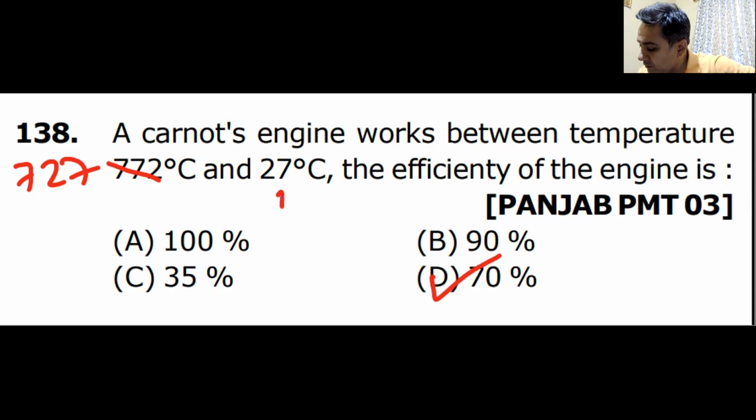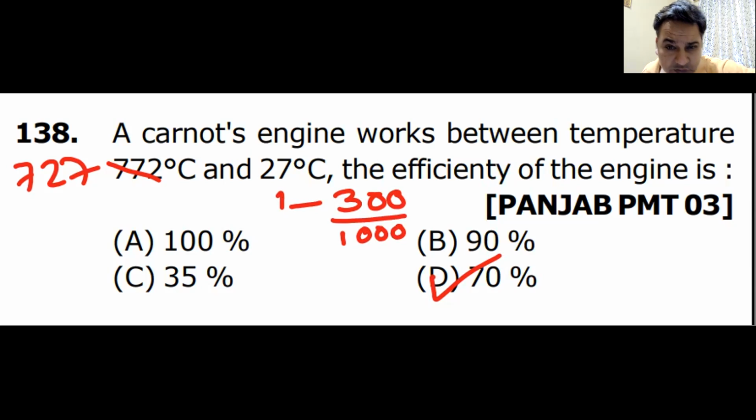It will be 1 minus 300 divided by 1000. That is 700 divided by 1000. That is 7 divided by 10. It has to be multiplied by 100. So the answer is 70. Do we understand this? Yes or no? I'll give you a minute to note this down.